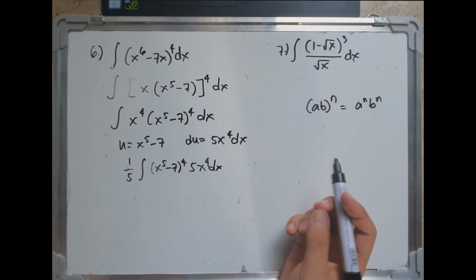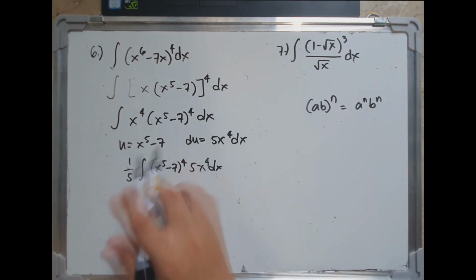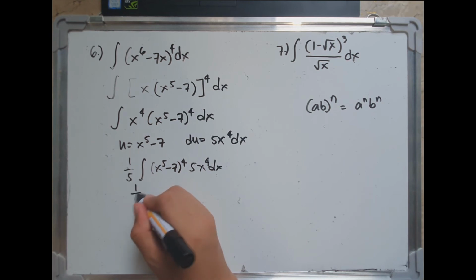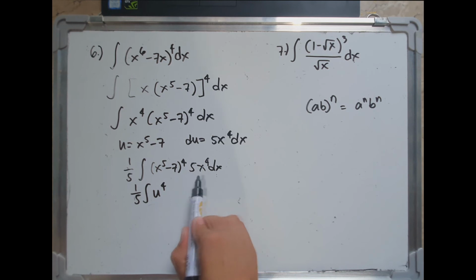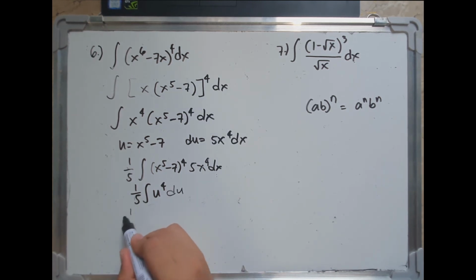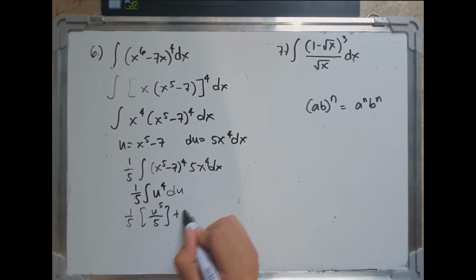So we could now substitute for the values of our u and du. We now have 1 over 5 integral of u raised to the power of 4, and this one is the du. So we now have 1 over 5 times u to the 4th integrated, that is u to the 5th over 5 plus c.